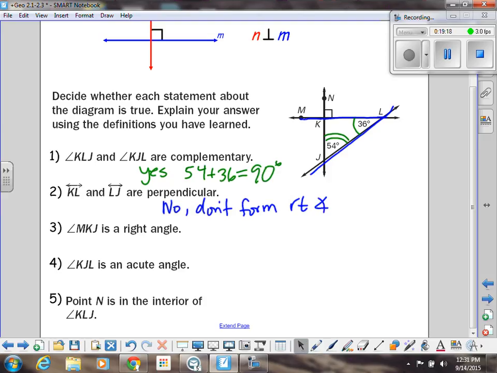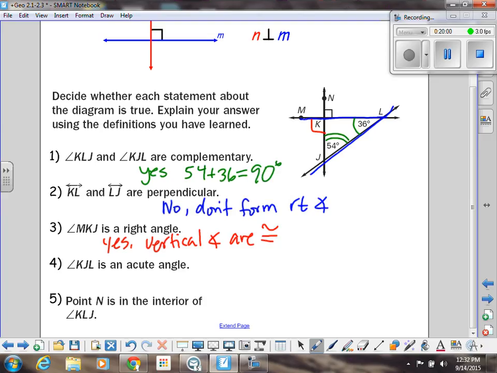Okay, and then next one, MKJ is a right angle. MKJ, that's that one right there. Is that a right angle? Why do you say yes? Well, that box wasn't originally there. I drew that in there. Why is that true that that's 90? Ah, it's vertical with the one that they already drew in, isn't it? Okay, and vertical angles are equal. So we're going to say yes, because vertical angles are congruent.